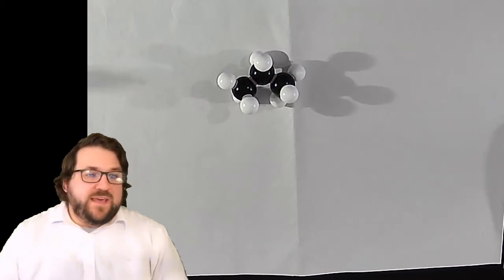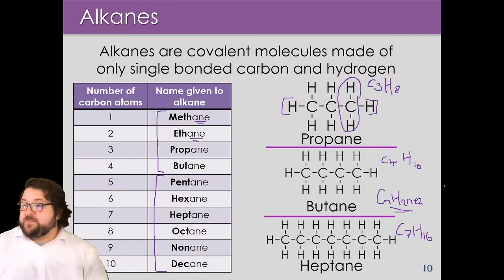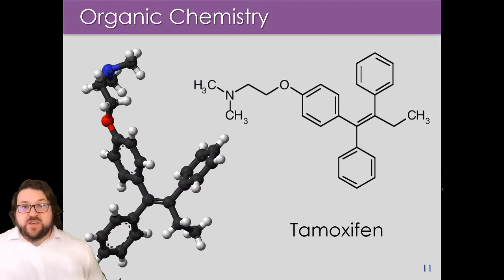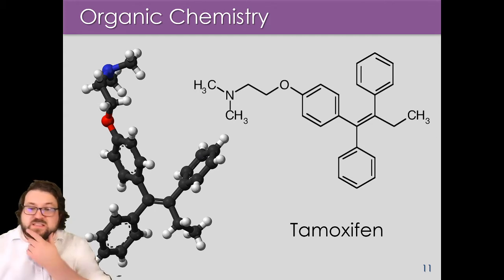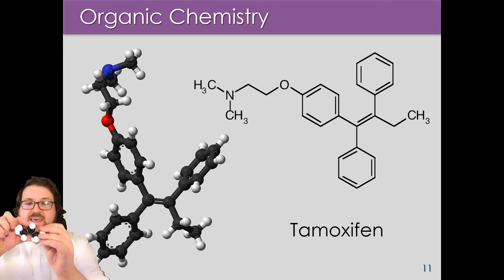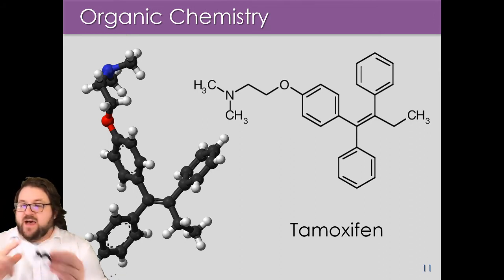Now, why do we care about this is a reasonable question. In chemistry, one of the things that we do is create medicines. So here we've got a medicine, tamoxifen. It's actually an anti-cancer compound in there. But it is following the same conventions as my physical model here. So the black atoms are carbon atoms, and the white atoms are our hydrogen atoms.